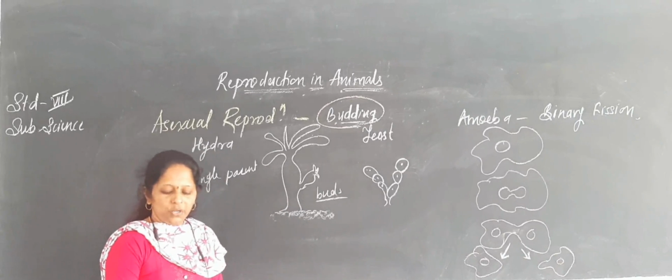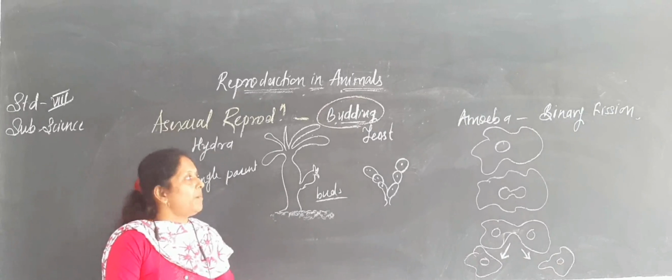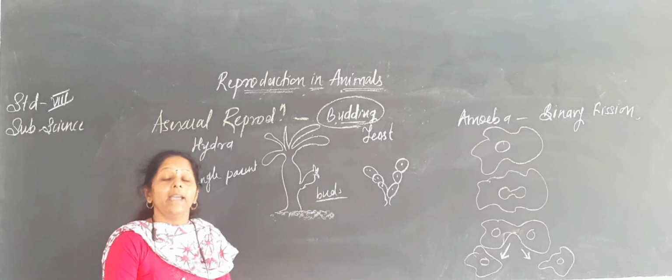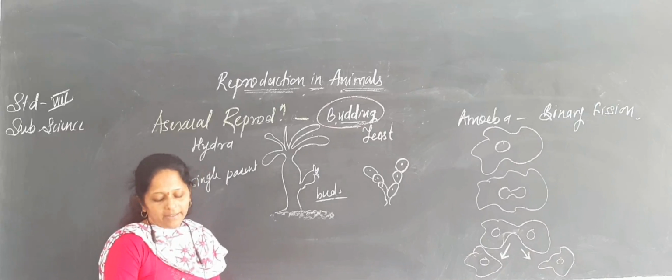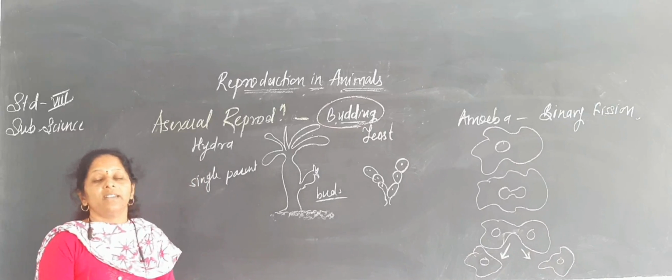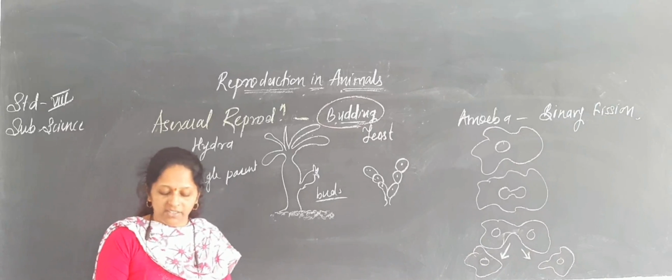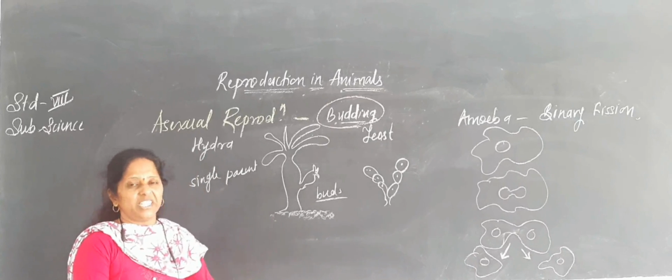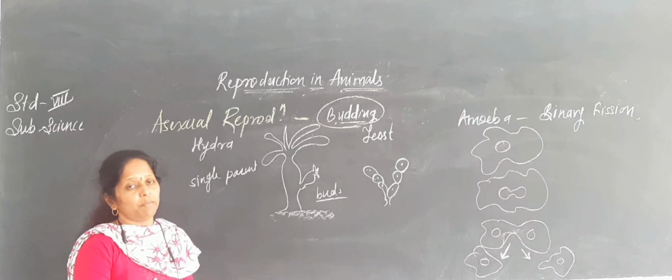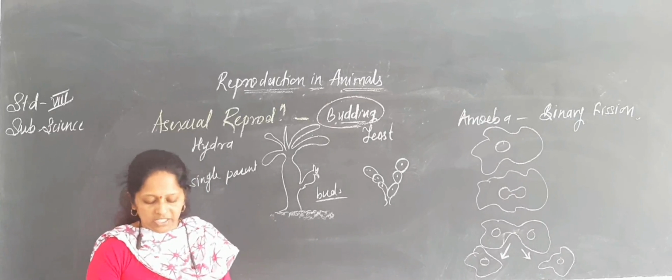Another method of asexual reproduction is observed in a microscopic organism, and that is the amoeba. In the amoeba also, asexual reproduction takes place. You have already learned about the structure of the amoeba. It is irregular in shape. Amoeba has no fixed shape.